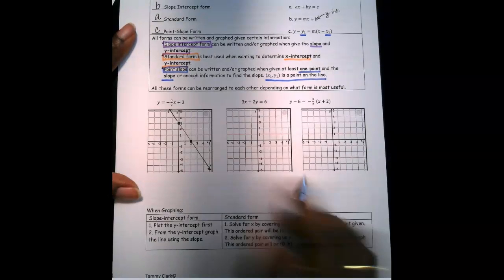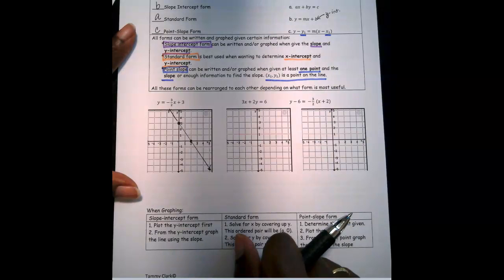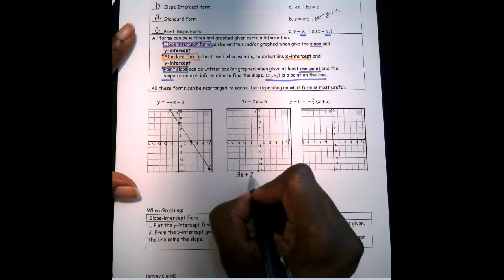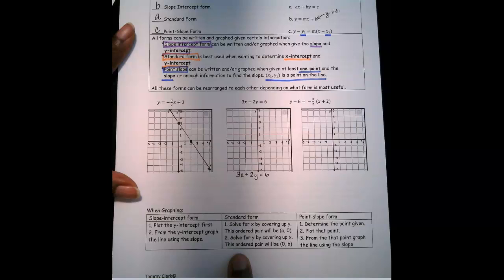Now, on this one we have 3x plus 2y equals 6. So I'm going to write that down below here. 3x plus 2y equals 6. Now, for standard form, what I'm looking for is the x and y intercept. And remember, the x-intercept always has a number in place of x, but 0 in place of y. That's because I only go right or left, not up or down.